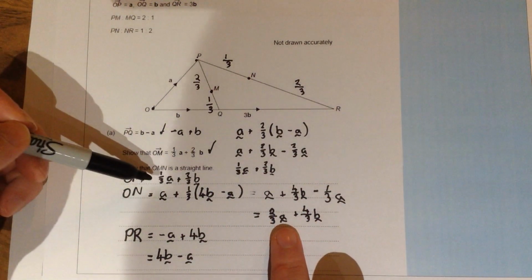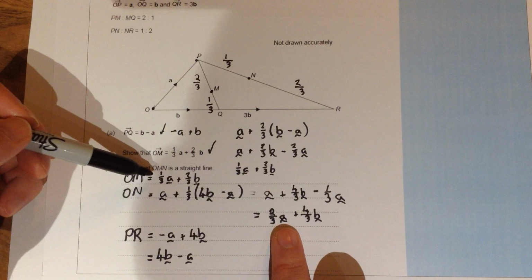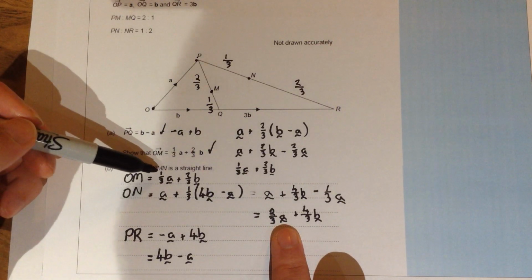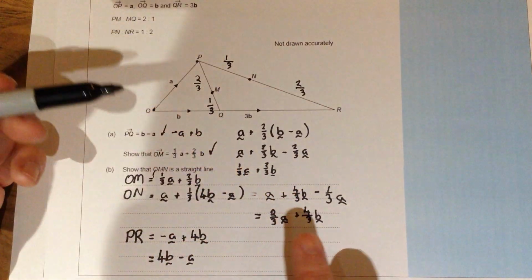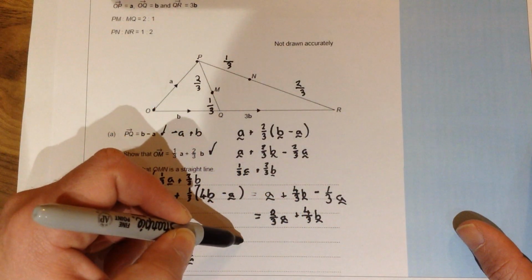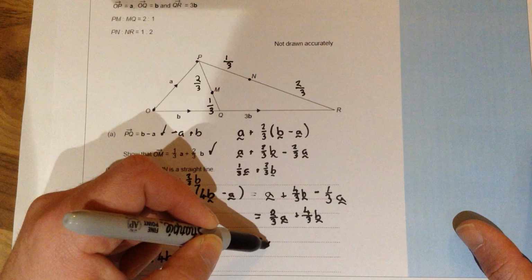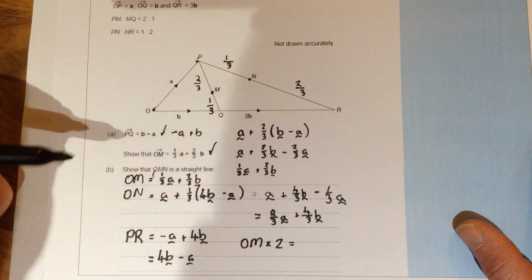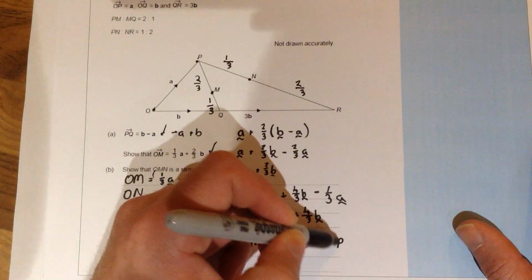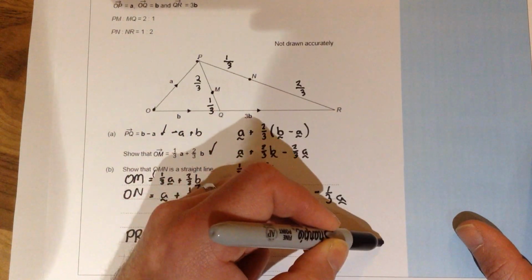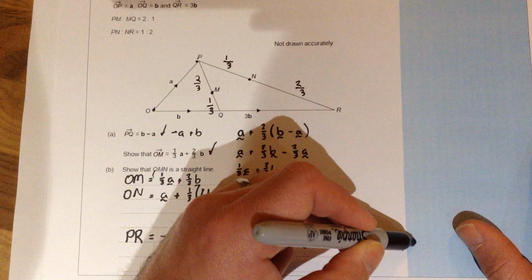Now looking at these two lines, the first thing that jumps out is that if I were to double OM, it would give me ON. So I'm actually going to write that down. OM, if I were to double it, would give me the line going from O to N. That proves that the two lines are parallel.